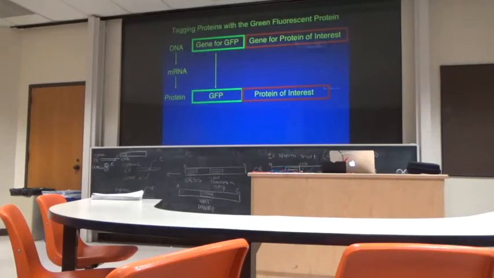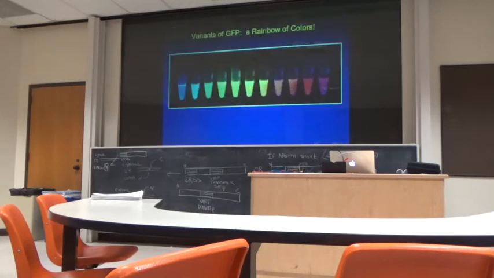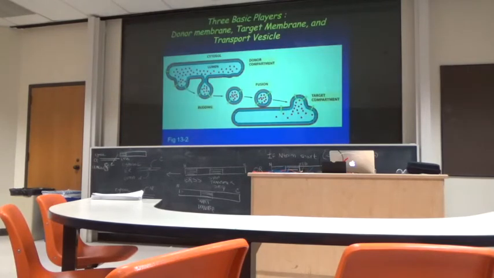But you do the proper controls to convince yourself that you're looking at the right thing, and this has been super powerful. It can't be used on every protein because sometimes you kill the protein by putting GFP there, but when it works, it's great. Not only that, but since GFP has been isolated, there are variants of GFP from blue fluorescent protein to red fluorescent protein. So you have lots of different colors. You can transfect them into this really beautiful cell that has lots of protein moving around.